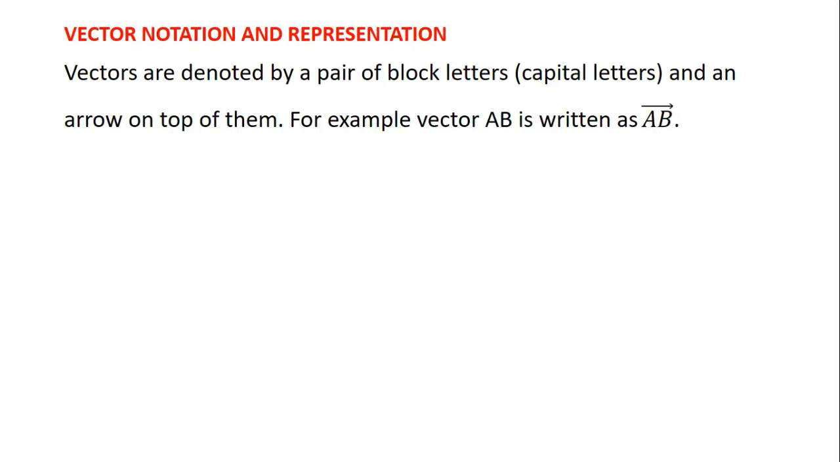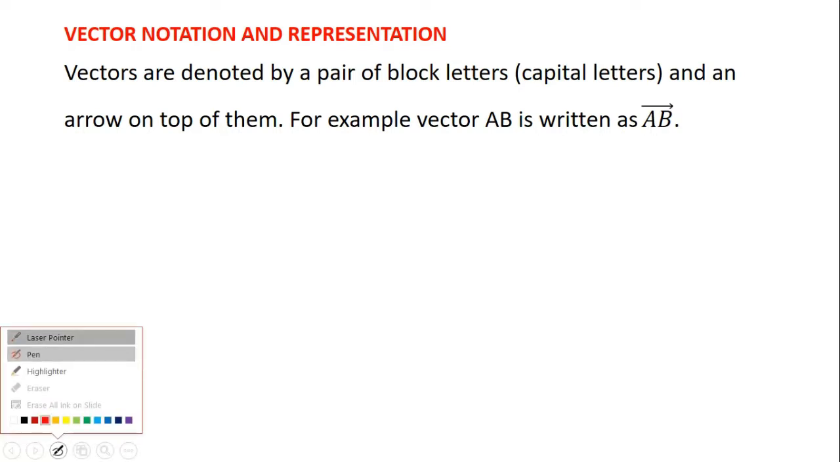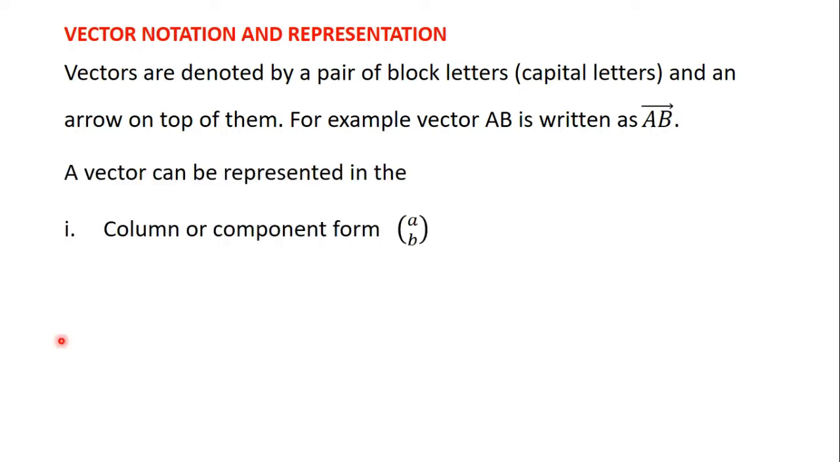What other thing can we learn about vectors? Vectors can be represented in two forms. The first one is the column or component form, where you have it in this way, A and B. The second form is the magnitude bearing form, which is R and theta, where R represents the magnitude and theta represents the bearing or the direction. Don't worry if you don't understand most of these things. We will explain them as the video goes on.